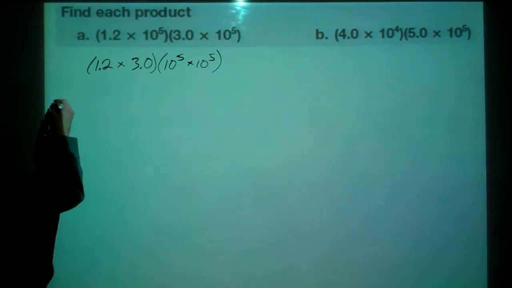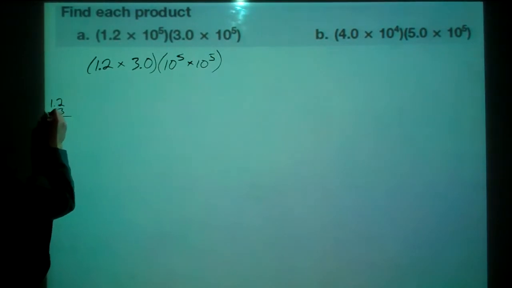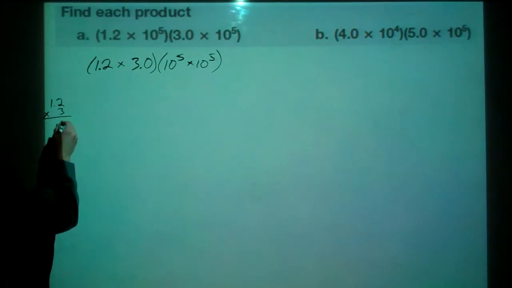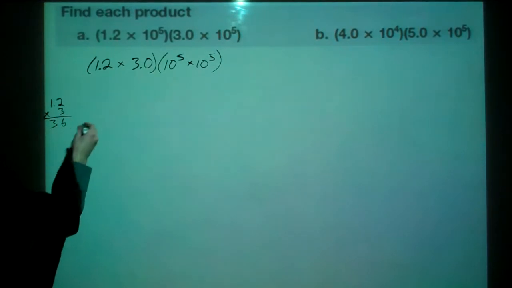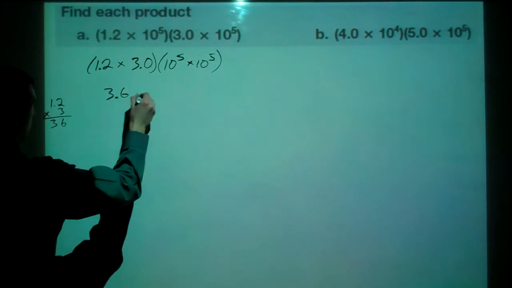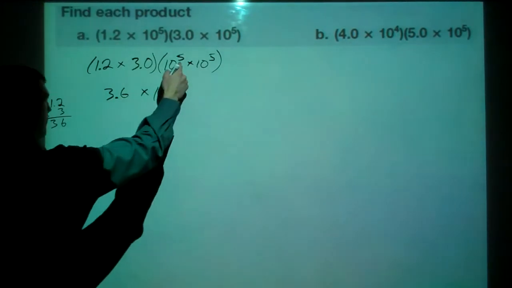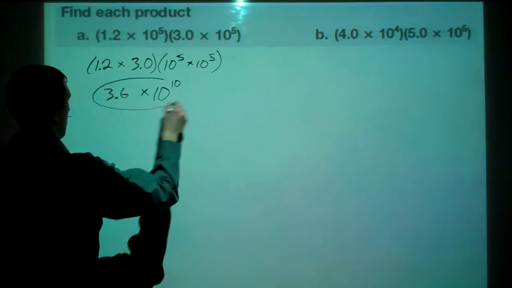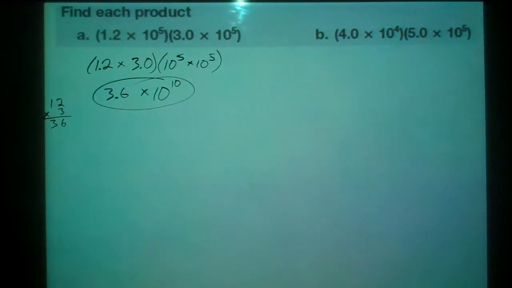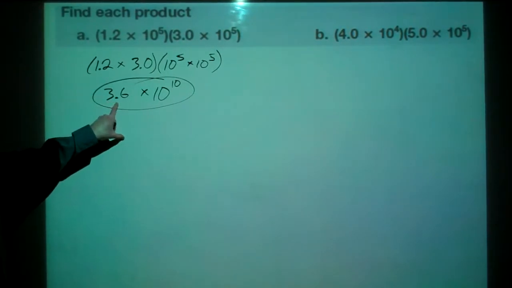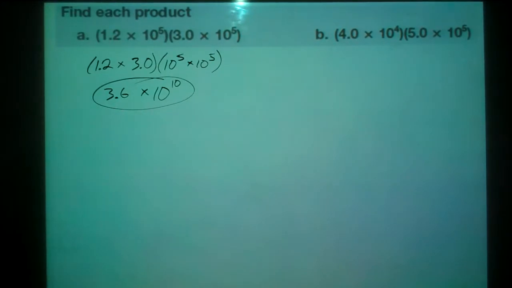So that should be what, 36 or 3.6? No, yeah, 6 and 3. So 3.6 times 10, and then we add 5 plus 5. Okay, now that one is in simplified form, that is in scientific notation. This number is less than 10, greater than 1, and times the power of 10.